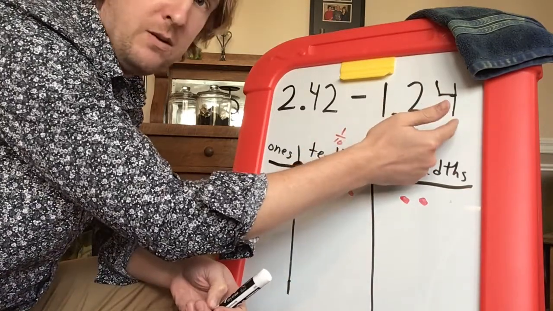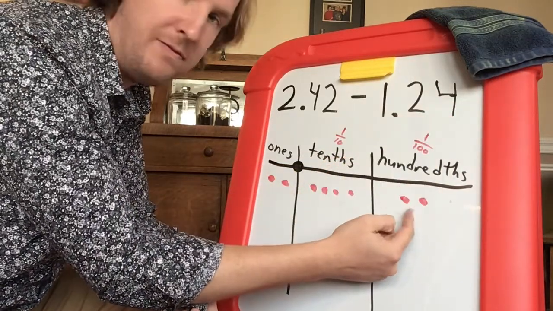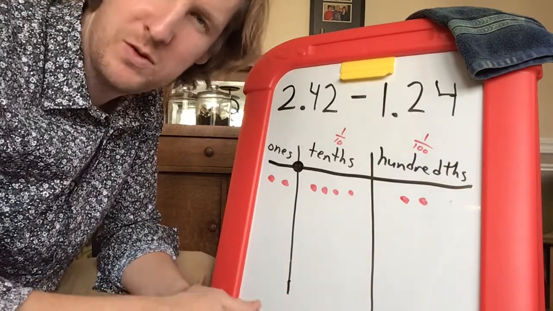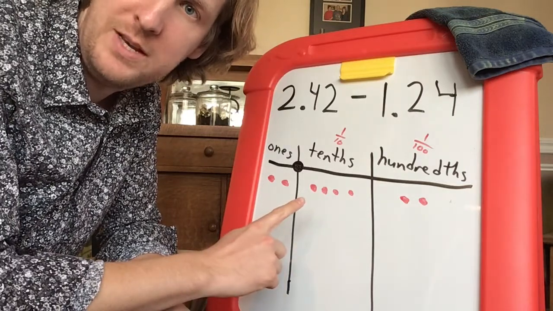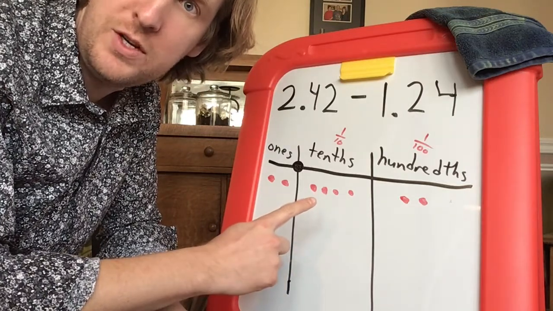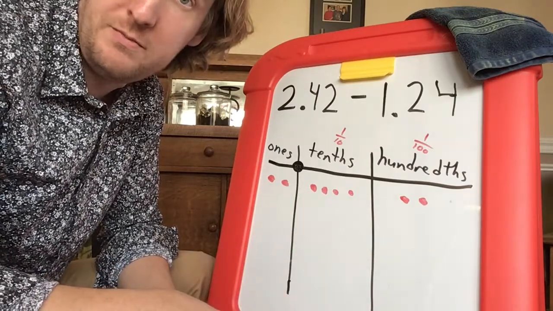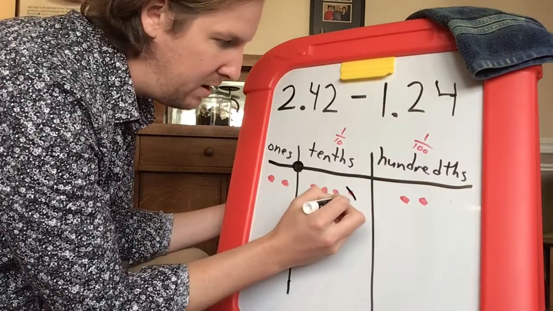The smallest value here is hundredths, so let's start there. I have to take away 4/100, but I don't have 4/100. I've only got 2. How am I supposed to take away 4 when there's only 2? Well, I can unbundle one of my tenths. We know that each tenth is equal to 10/100. So let's do that. Let's take this one away.